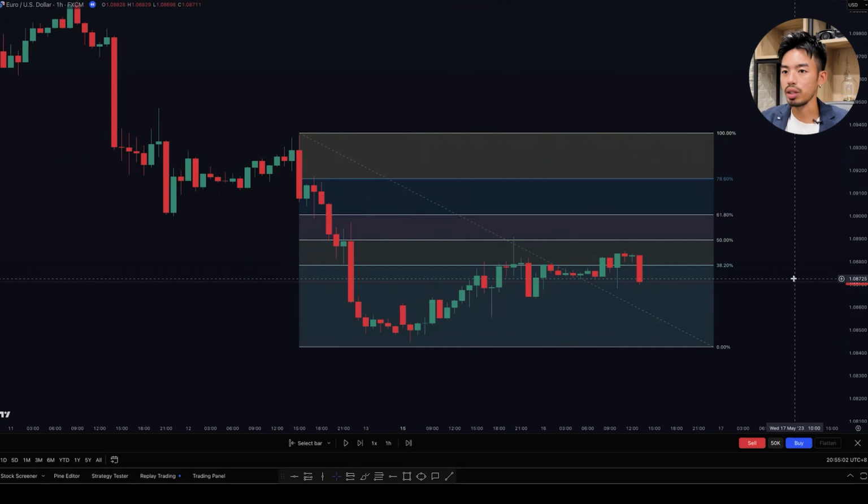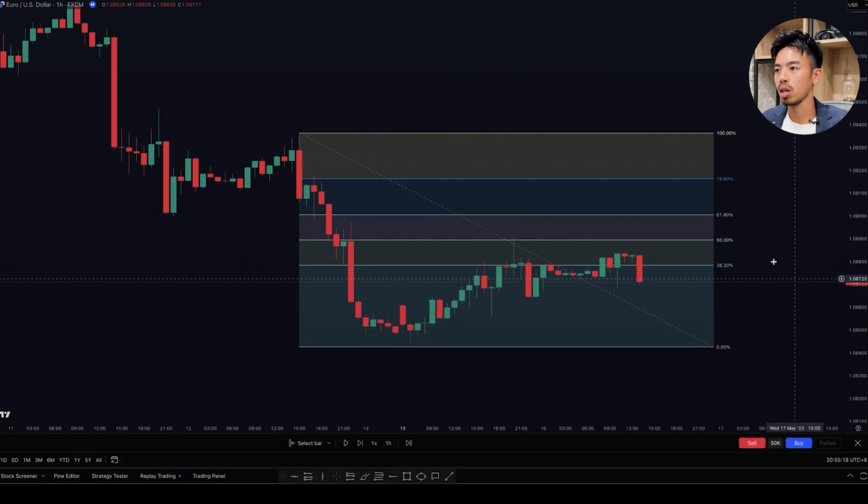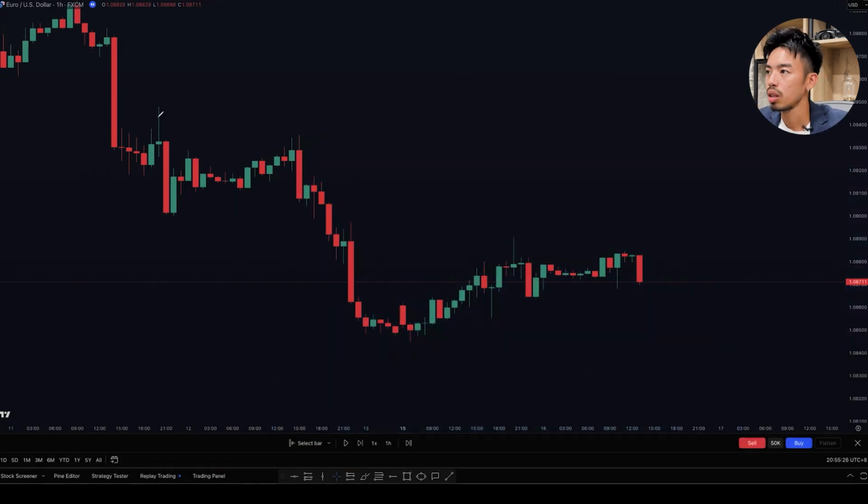Should I trade at the 38% or should I trade at 61%? Again, going back to the price action rule that we were speaking about, we need to make sure we're looking at Fibonacci levels that line up with a good, strong breach. So where did the breach happen? Look at this move down, rejected, okay? We hold for a bit, came down again, rejected, and then we have a move towards the downside.